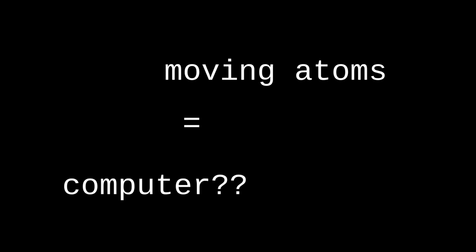But wait a sec, how does moving around atoms help you compute stuff? All right, so you probably know how a normal computer works, right? Which is that it stores information in bits, where a bit is physically just some system that can be in one of two states, which we represent as either a 0 or a 1. And in much the same vein, quantum computers use qubits, which are also quantum systems that we could observe being in one of two different states.